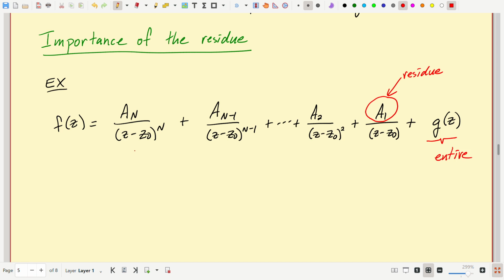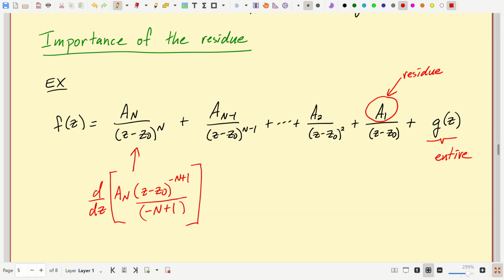Okay, and this one is the derivative, that's d by dz of a sub n times z minus z naught to the minus n plus 1 divided by minus n plus 1. It's the derivative of something. And so is that next one, and this one is the derivative. That's d by dz of, what is it? a2 over z minus z naught. Minus that.